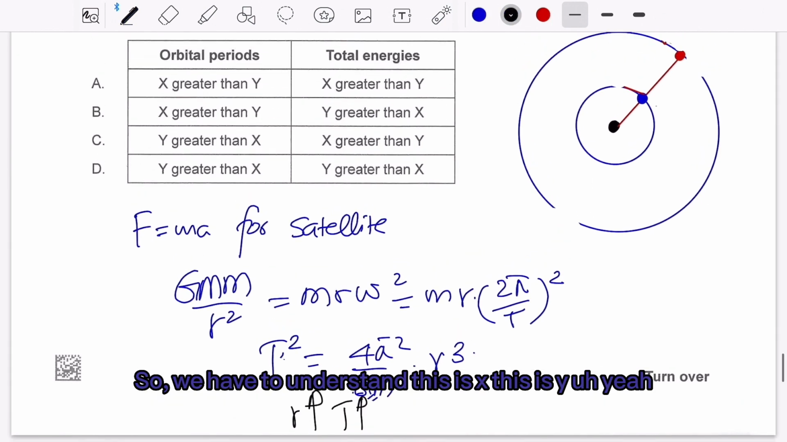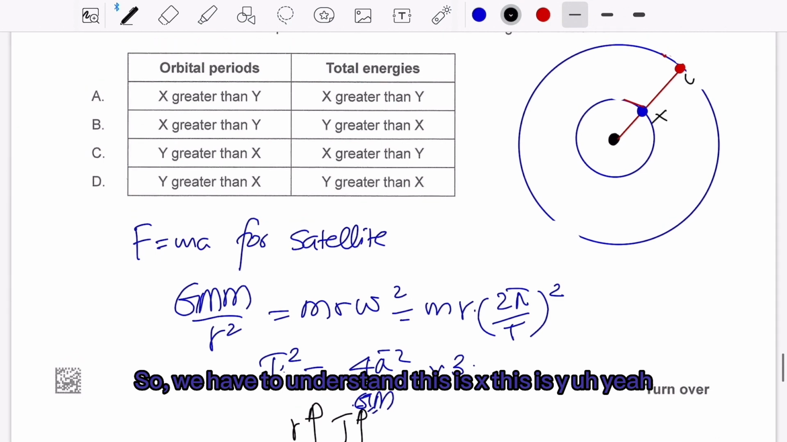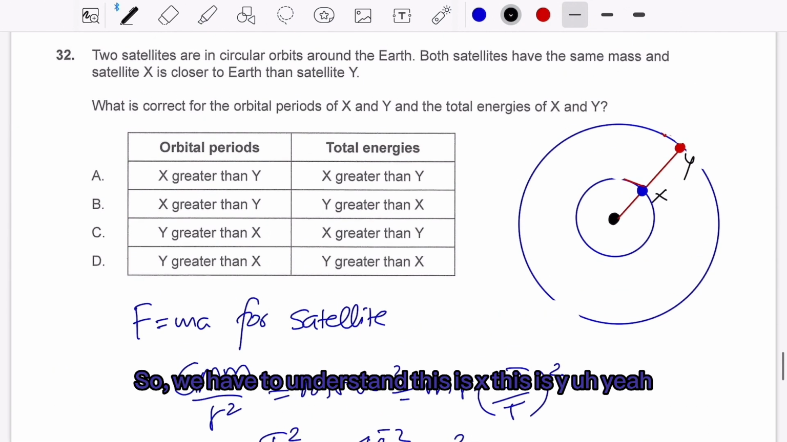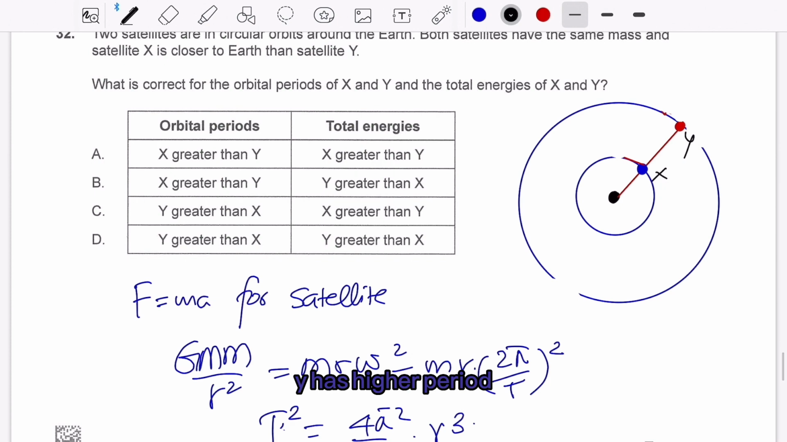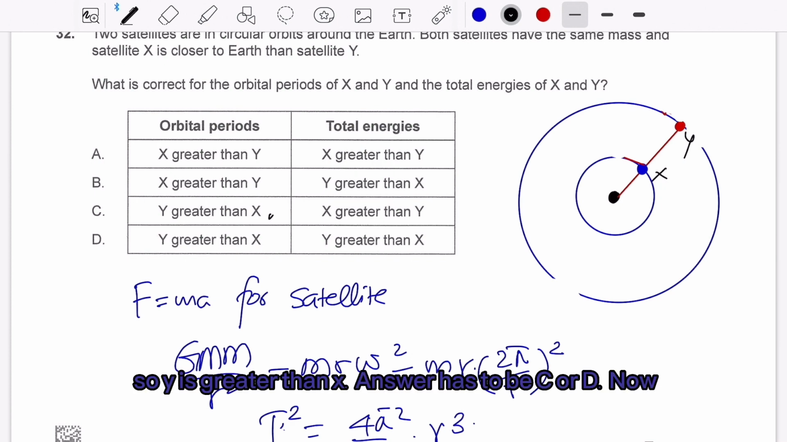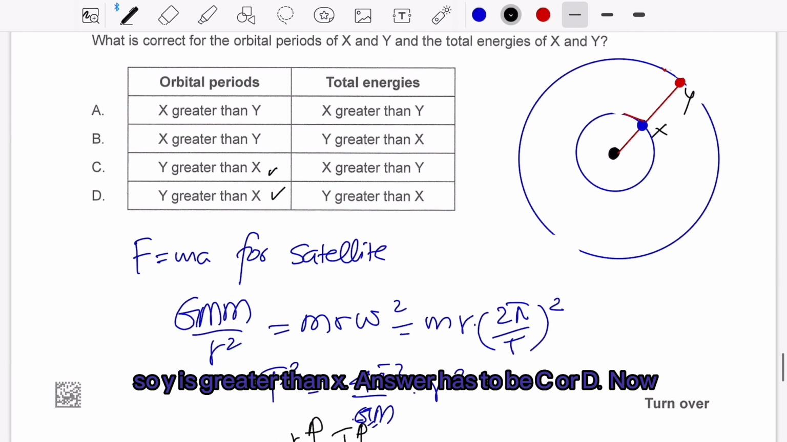So we have to understand this is X, this is Y. Y has higher period, so Y is greater than X. Answer has to be C or D.